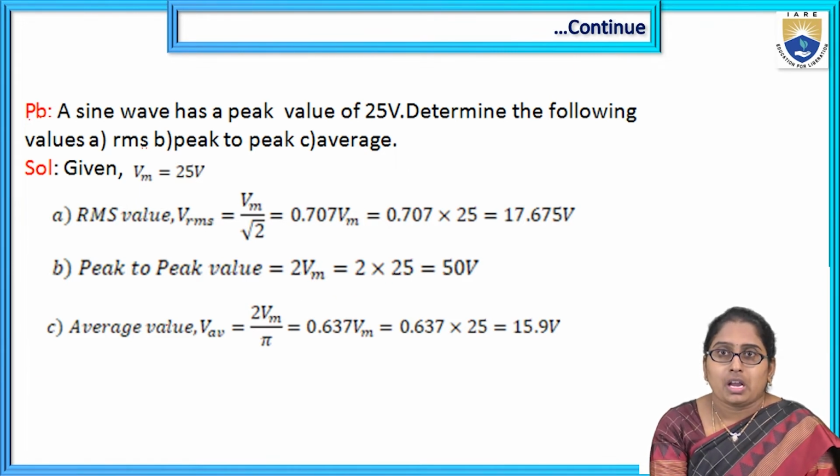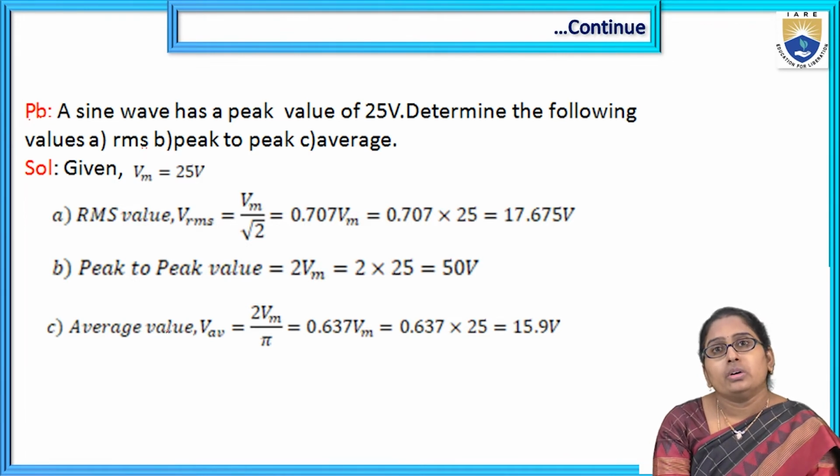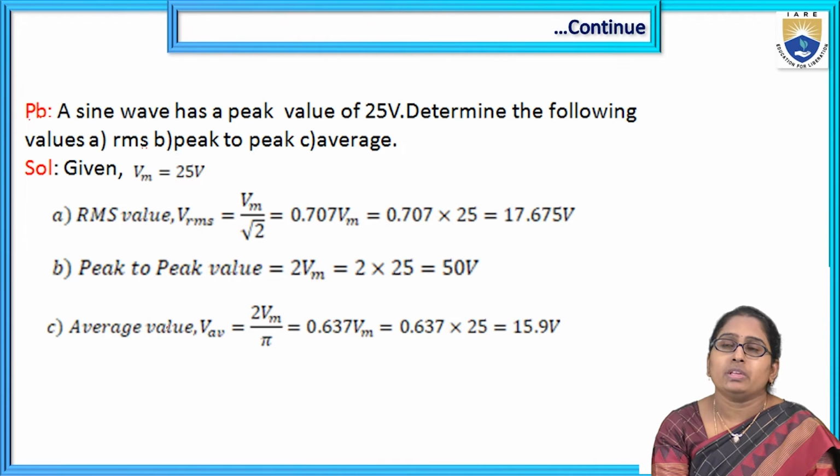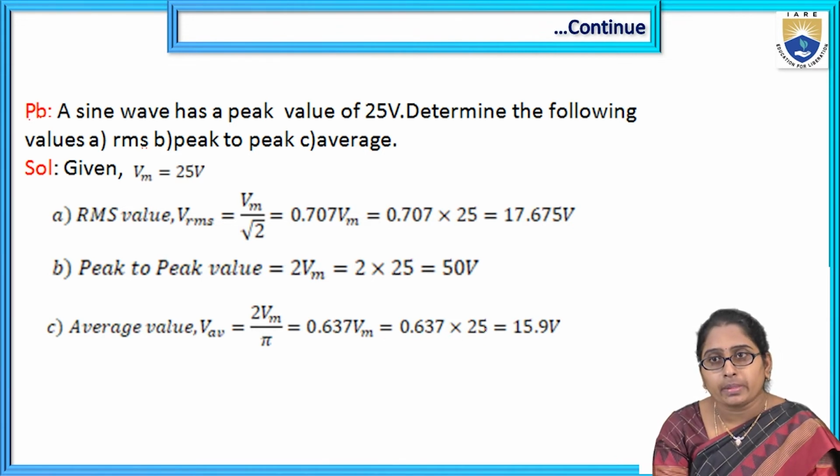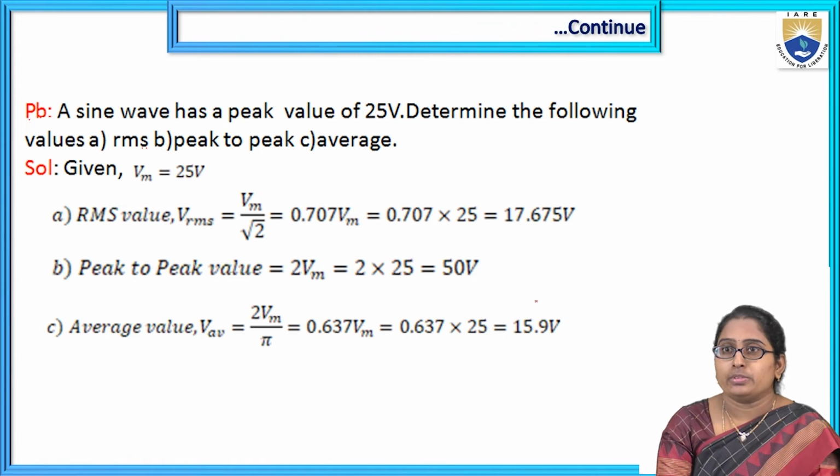Next, part C, the average value, that is V average. We have the expression again in terms of the peak value: 2 Vm by pi, which means 0.637 Vm. Substituting for Vm, that gives 15.9 volts.